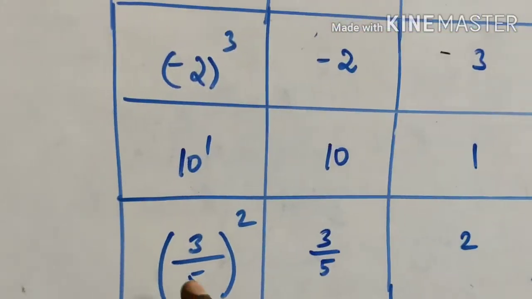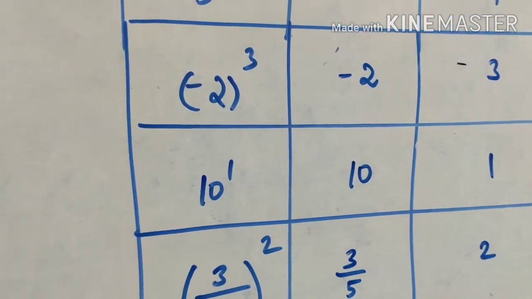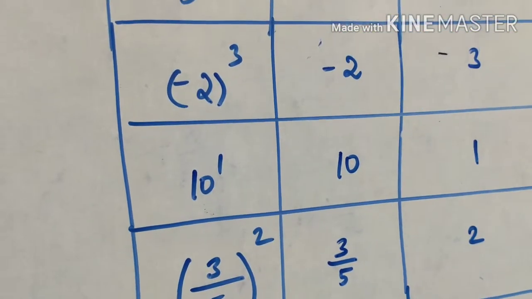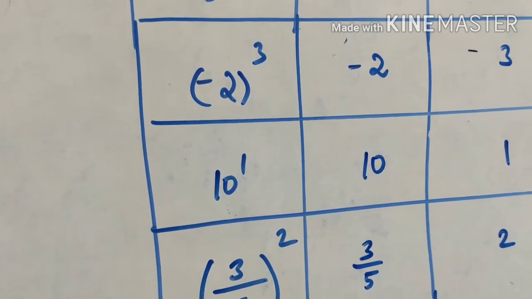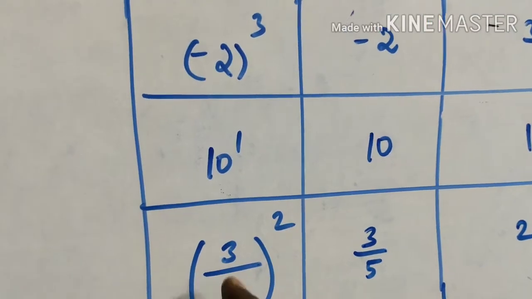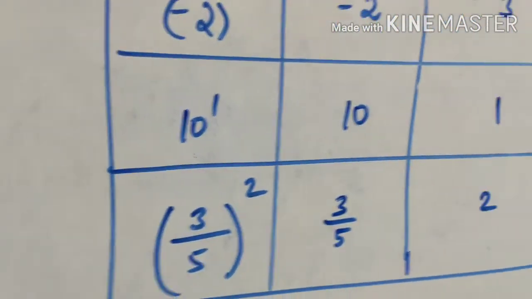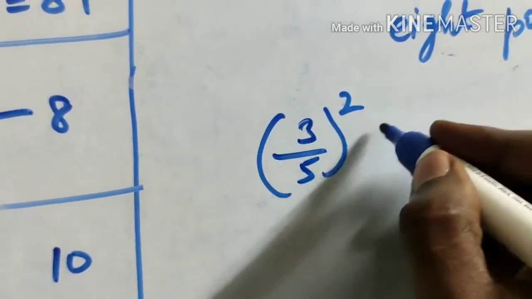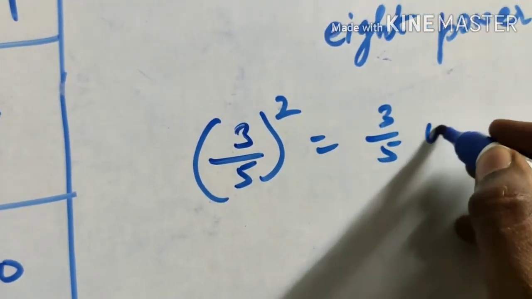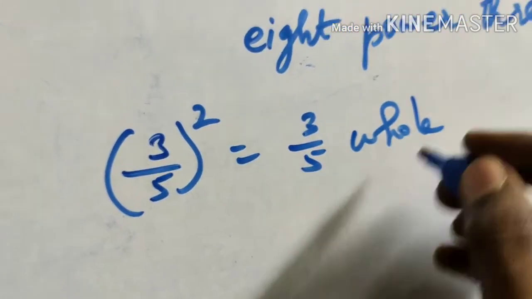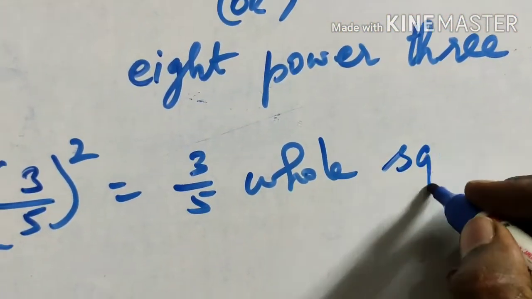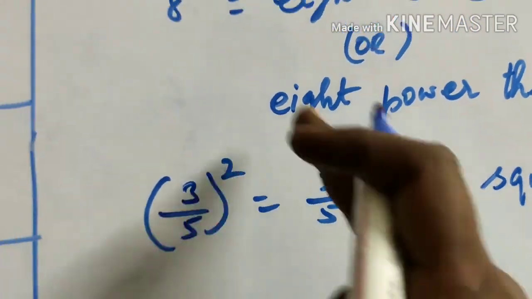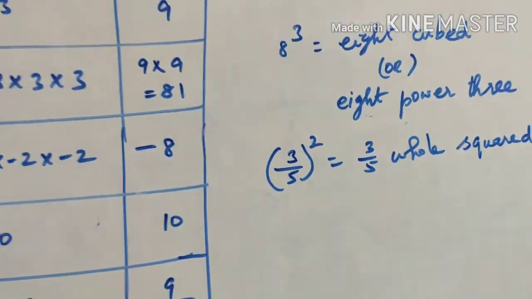This we have to read as 3 by 5 whole squared, because there are two numbers inside a bracket, that is, the two numbers are in division. So you have to say this as 3 by 5 whole squared. Whole means entire thing is squared.